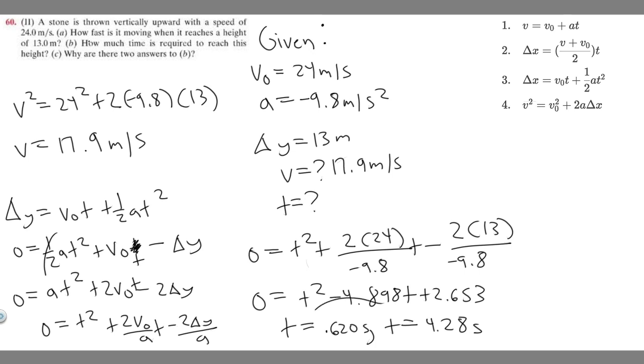And so these are going to be your values for t. That's going to be b: 0.620 and 4.28. And the answer to A would be 17.9. And that's how you solve this problem.